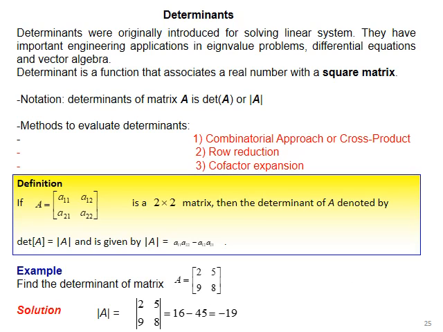Now next is the determinant. The determinant of a matrix is very useful and important in solving linear equations, in finding later the eigenvalue, eigenvector, in solving differential equations. It's a unique number for each matrix. And we have 3 methods to find it. The easy one, which is called the combinatorial approach or cross product, simply cross product. The second one is row reduction, and the third one is cofactor expansion.